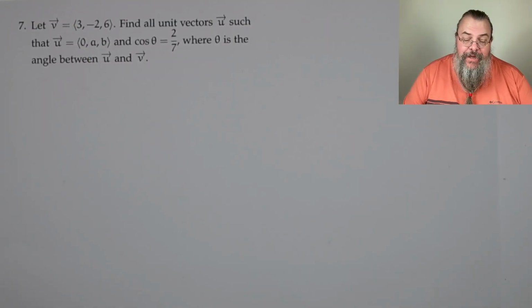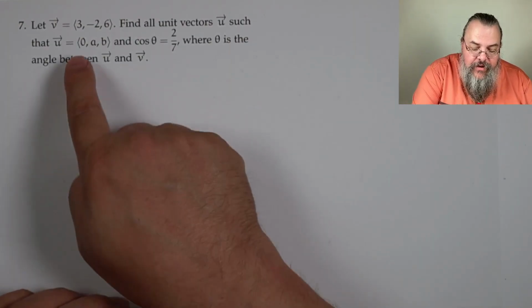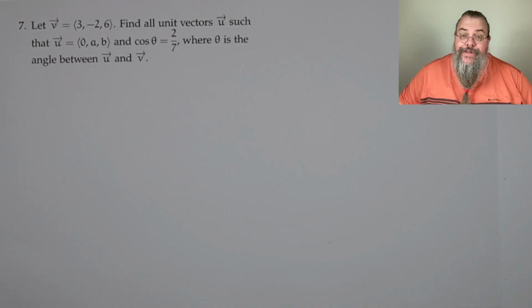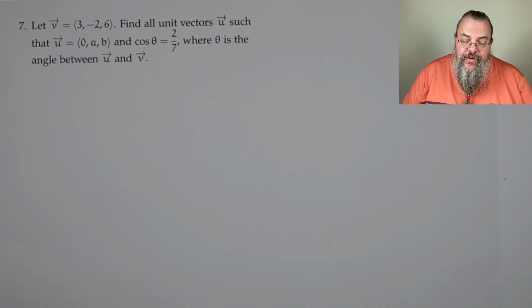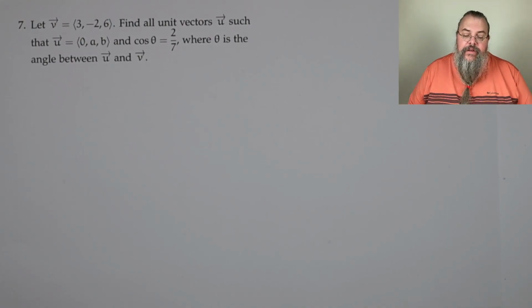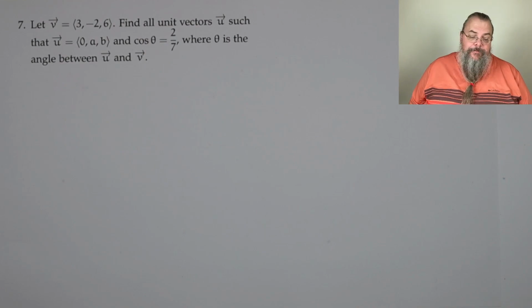Let v be the vector 3, -2, 6. Find all unit vectors u such that the vector u looks like 0, a, b, and cosine of theta is 2/7, where theta is the angle between u and v.